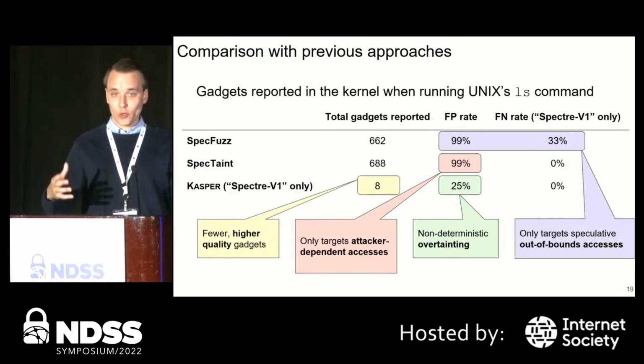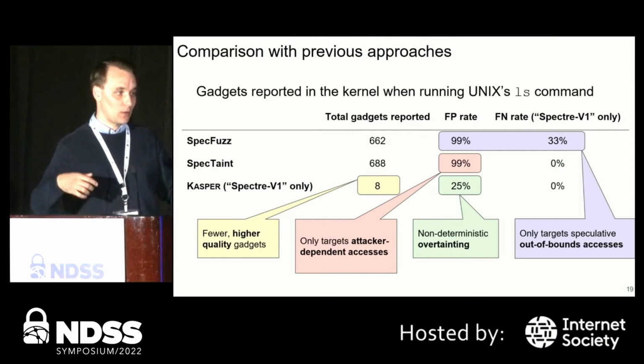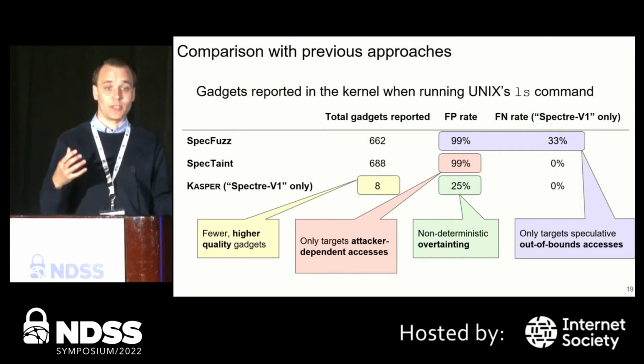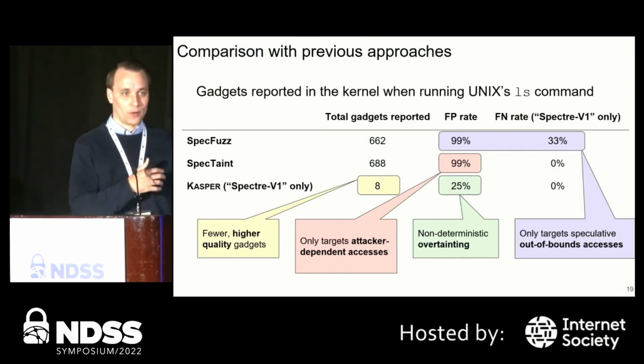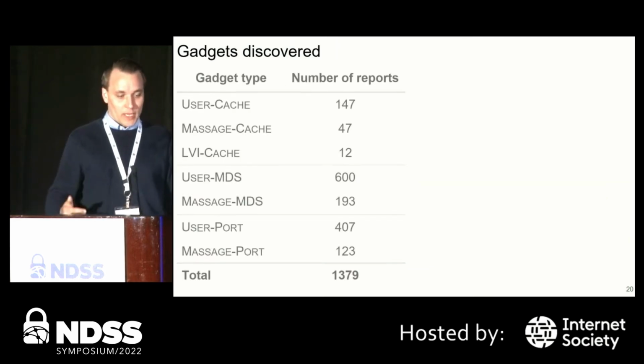But overall, we have fewer higher quality gadgets. And so for a developer trying to mitigate these gadgets, it's much easier to reason about 8 gadgets than almost 700. So let's get into the actual gadgets we discovered.